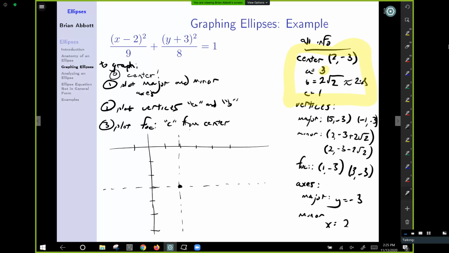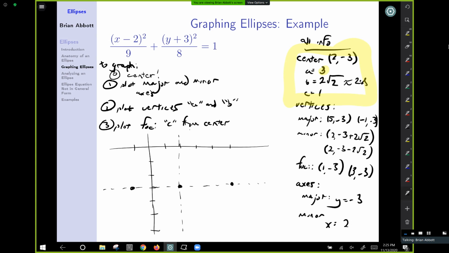Okay, so if I go 3 to the right, I'm going to land at 5, -3. If I go 3 to the left, I'm going to go 1, 2, 3. I'm going to land at -1, -3. And if you're peeking over there at the vertex, there's your equation. There are your points.